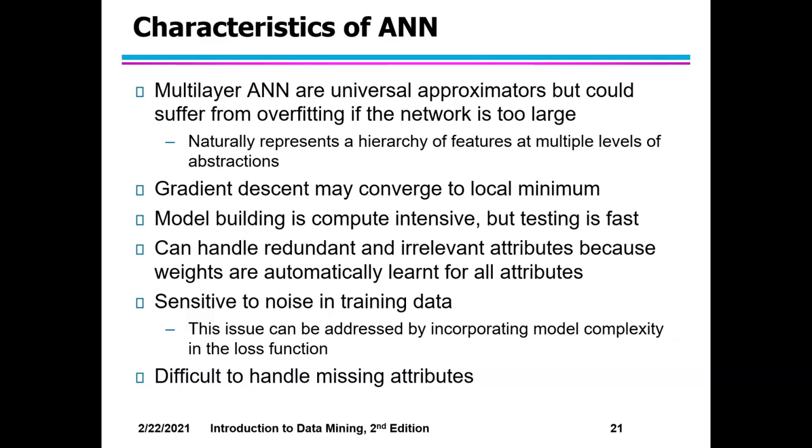What is overfitting? I showed you some graphs that overfitting is also when your prediction is not up to your desired level. If the network is too large, overfitting can occur. ANNs naturally represent a hierarchy of features at multiple levels of abstraction. Sometimes gradient descent may converge to a local minimum, so it will not give you the optimal values.